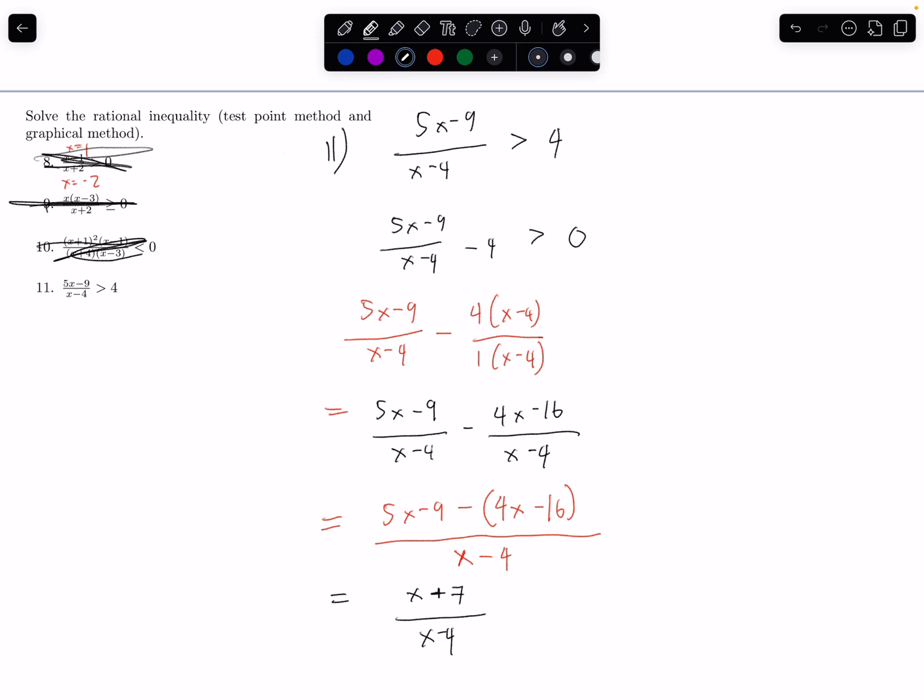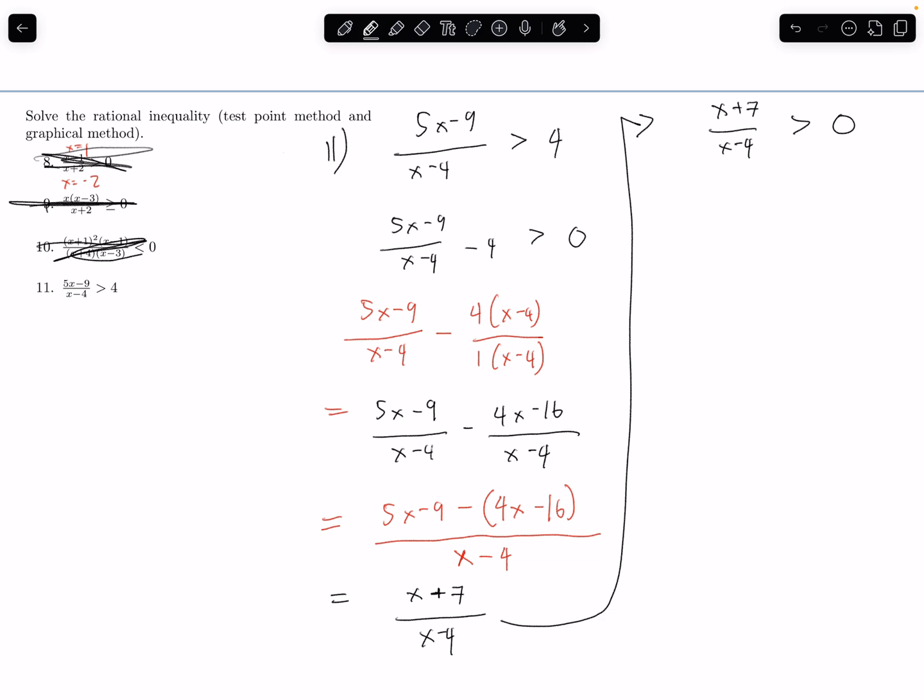So that whole thing turned out to be just (x plus 7) over (x minus 4), and that's all greater than or equal to 0. That's what I want, right? Okay, cool. This looks like a graphable one. Easy graph. Here, x equal to negative 7 is 0. x equal to 4 is an asymptote, undefined there. So let's graph that.